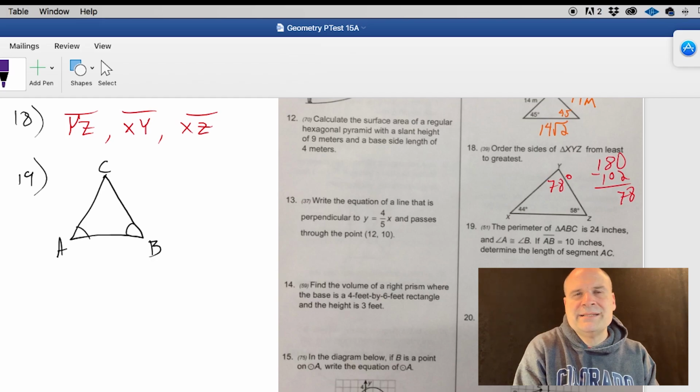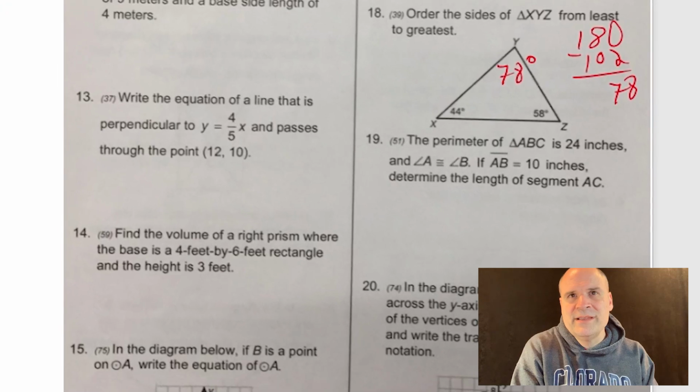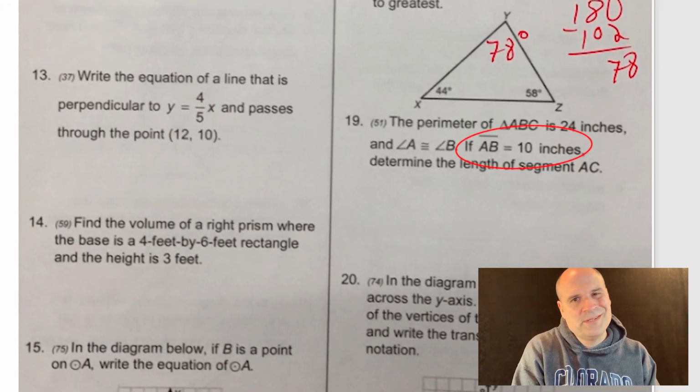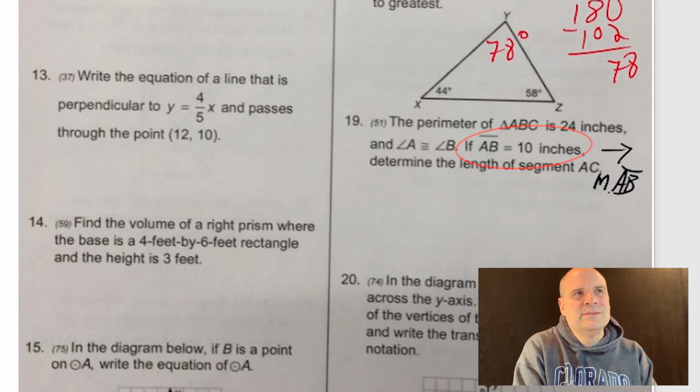AB is 10. Ooh, look at that. Look at that typo. Anyone else see that? Segment AB equals 10. You're supposed to say measure of segment AB, not segment AB, or you could say AB. Typo. Shame on you, geometry, Saxon.